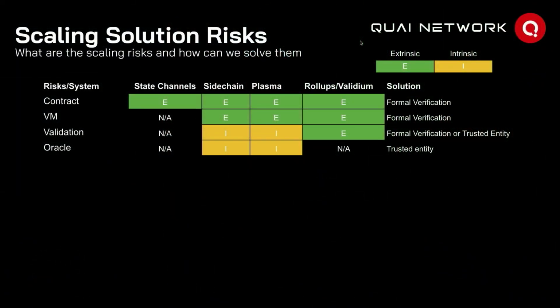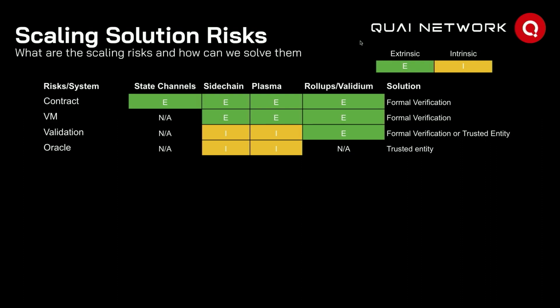We also have an Oracle problem specific to sidechains and Plasma. One of the problems, if we look at the sidechain, we look at Ethereum and we look at BNB, is how does BNB know anything about Ethereum? And how does Ethereum know anything about BNB? They're completely independent systems that have different consensus mechanisms that are progressing asynchronously.